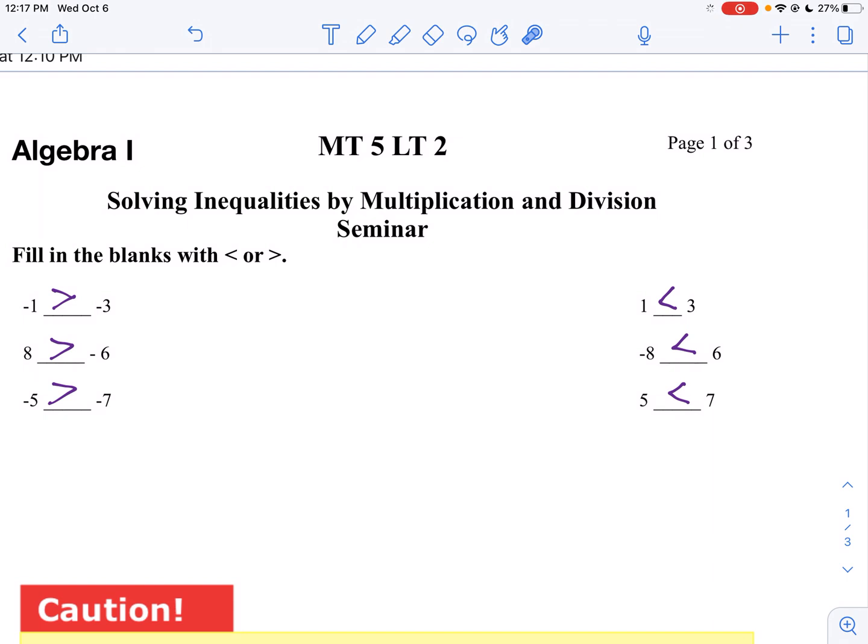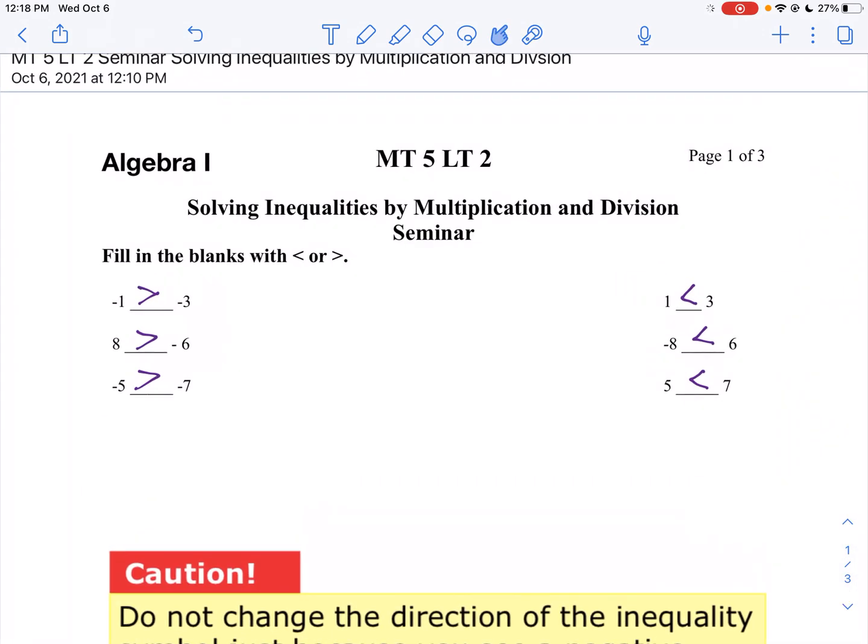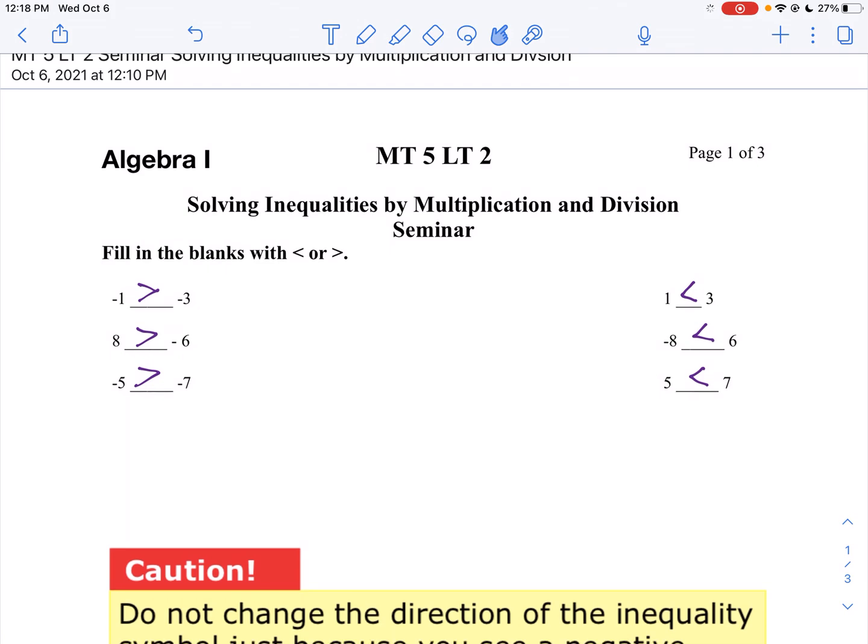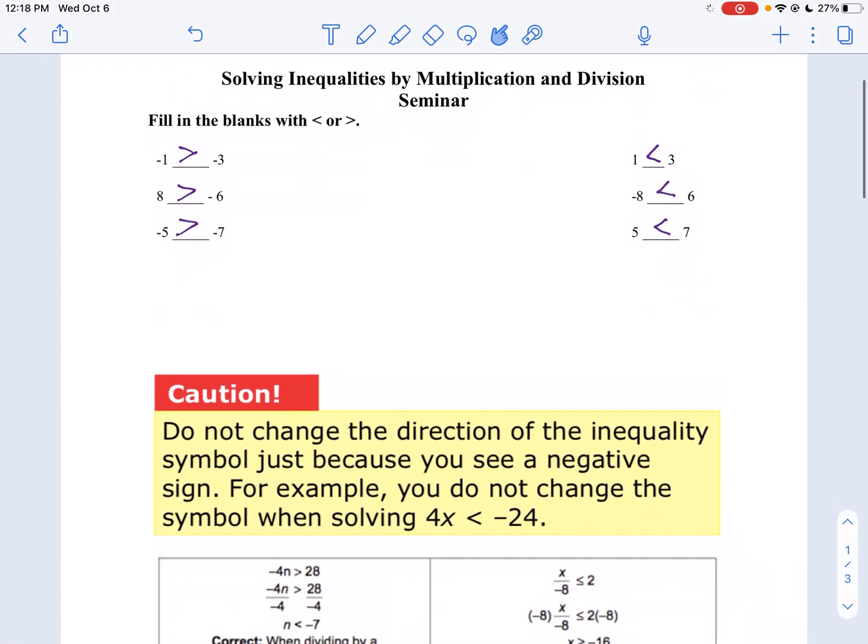When you make something negative with an inequality, you've got to flip the order of that inequality. We've got to flip it from greater than to less than. We don't have to do that when we add or when we multiply or divide by a positive number. But if you multiply both sides of an inequality by a negative number, you flip the inequality.